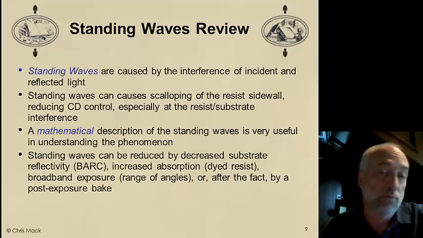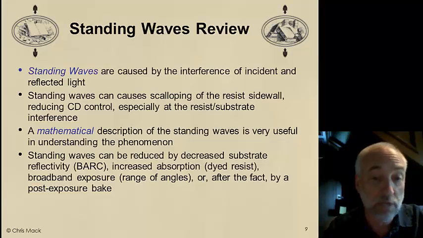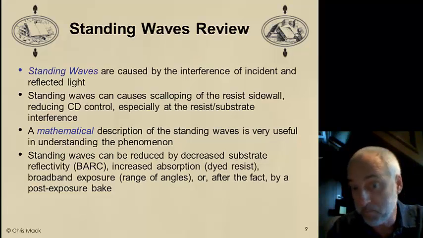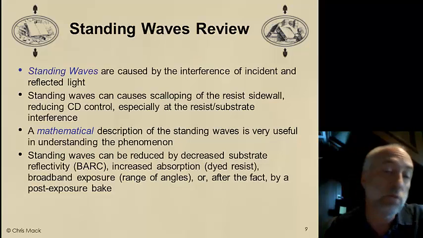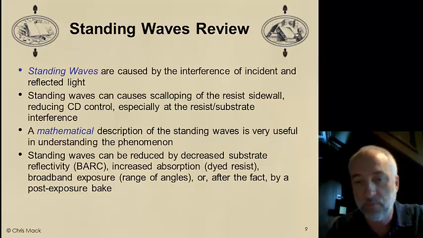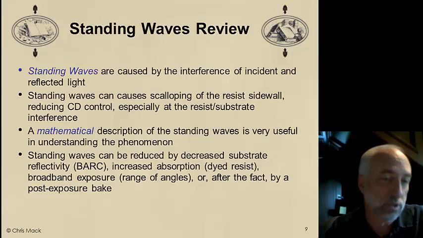We found that there were 4 ways to reduce the standing waves. Decreasing the substrate reflectivity using a BARC, the most popular way today. Increasing absorption using a dyed photoresist, a popular approach in the past because it's lower cost. Using broadband exposure, a range of angles or a range of wavelengths. And after the fact, by using a post-exposure bake.